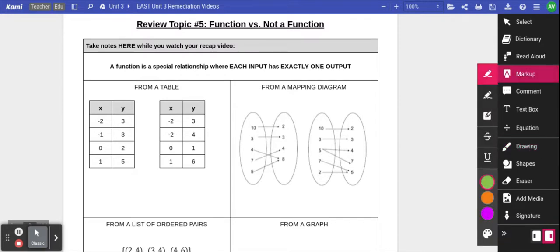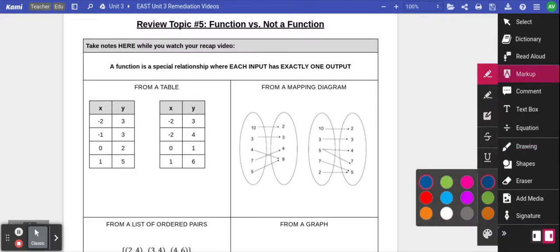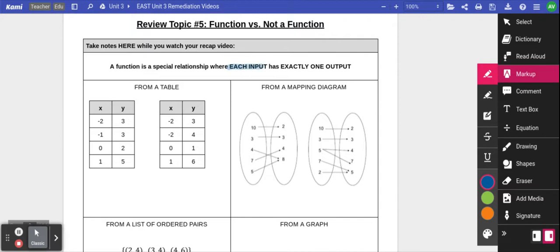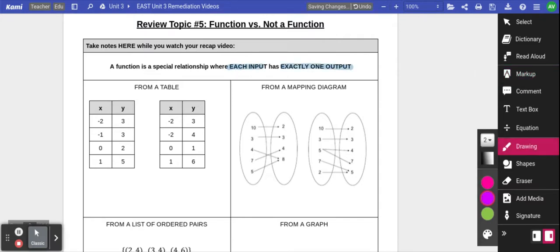A function is a special type of relationship where every input has exactly one output. One of the things we sometimes think in our head to help us remember this is that every person can only go to one party. And if it helps you to think about this like that, absolutely that's what you should do in your mind while you're doing these problems.